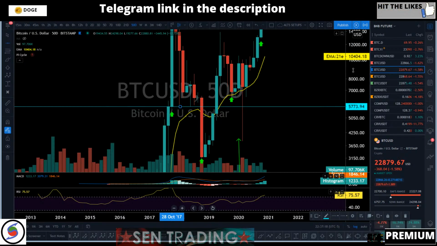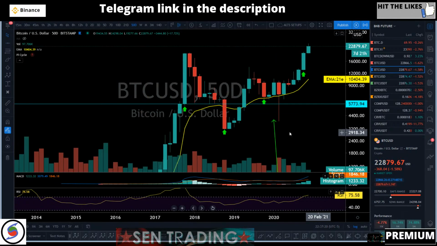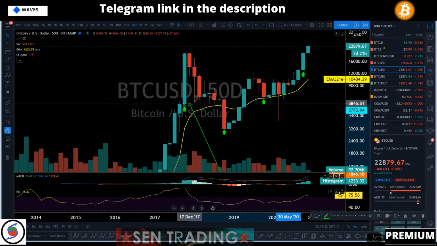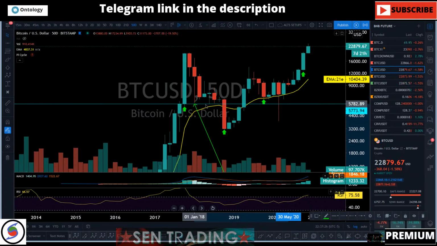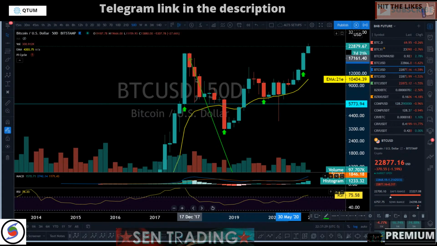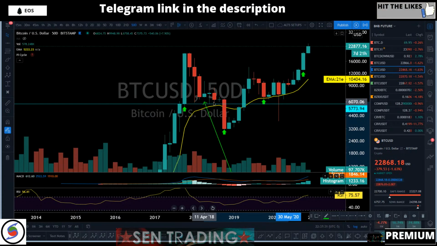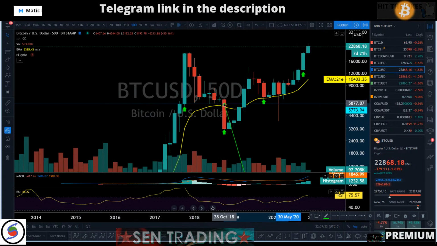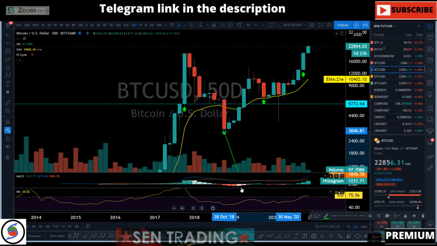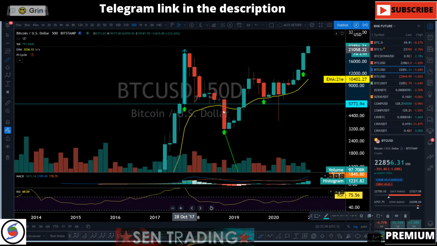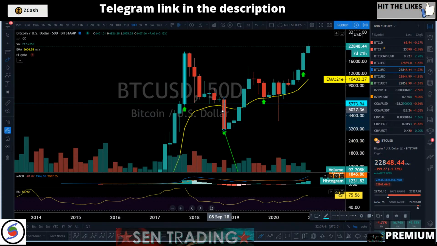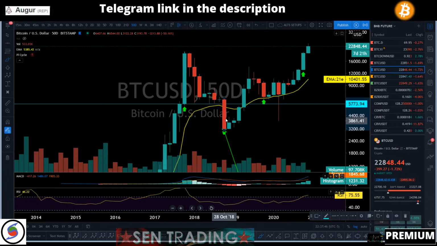That's one of the reasons we could not break on the macro scale. We couldn't break the 6K area, and we've been moving sideways from roughly January all the way up to October before we capitulated down. So you take a look at these two candles, they moved in opposite direction, bang and bang, and both of them about 1 year apart. October 2017, and this one was October 2018.